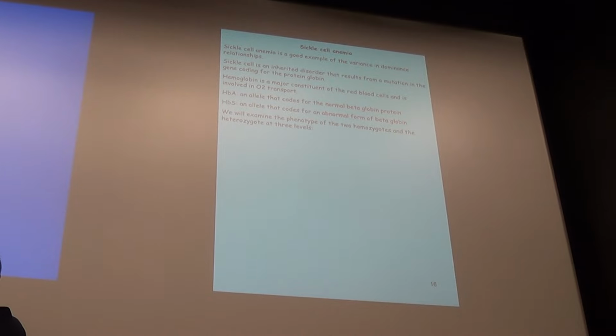Okay. So now we're going to examine the phenotype of the two homozygotes, either big A, or one with the mutant sickle cell allele, little s, or a heterozygote. So homozygous wild type, homozygous sickle cell, and heterozygous. We're going to look at these three different individuals, but we're going to look at them in different ways. We're going to look at it at the level of the individual. We're going to look at this phenotype at the level of the cell. And then finally, we're going to look at this phenotype at the level of the protein.